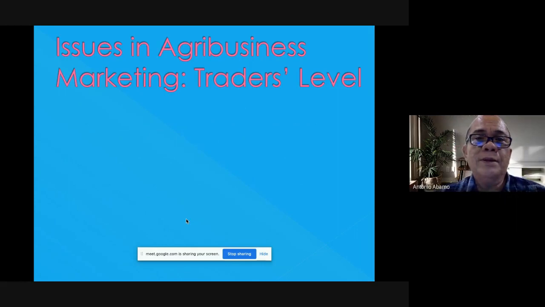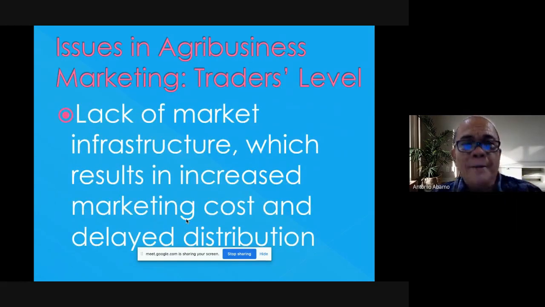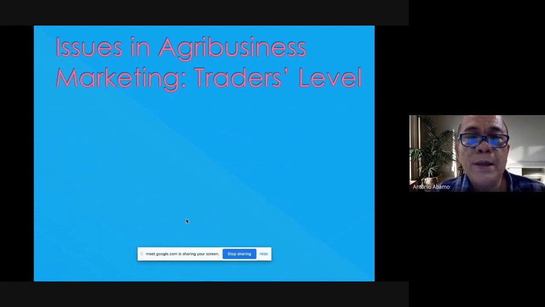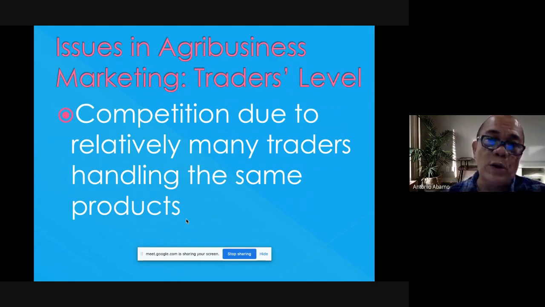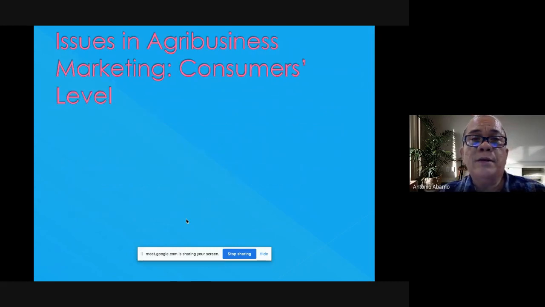Another problem at the traders level is the lack of market infrastructure, which results in increased marketing cost. Of course, increased marketing cost. Another is competition due to relatively many traders handling the same products. Sometimes, or more often, competition will not only drive the price up, but if they collude with each other, will also drive the price down. It's a disadvantage to the buyer.